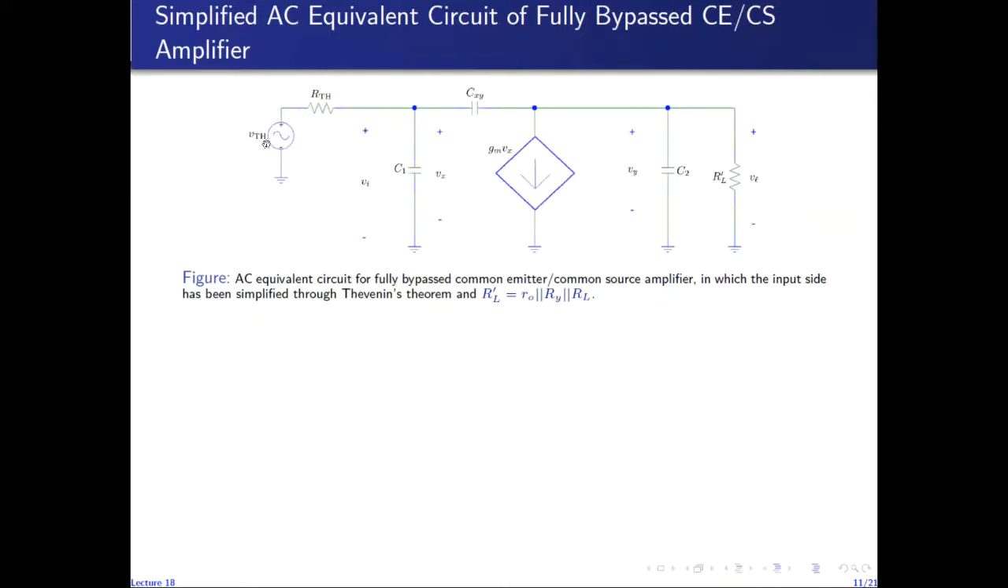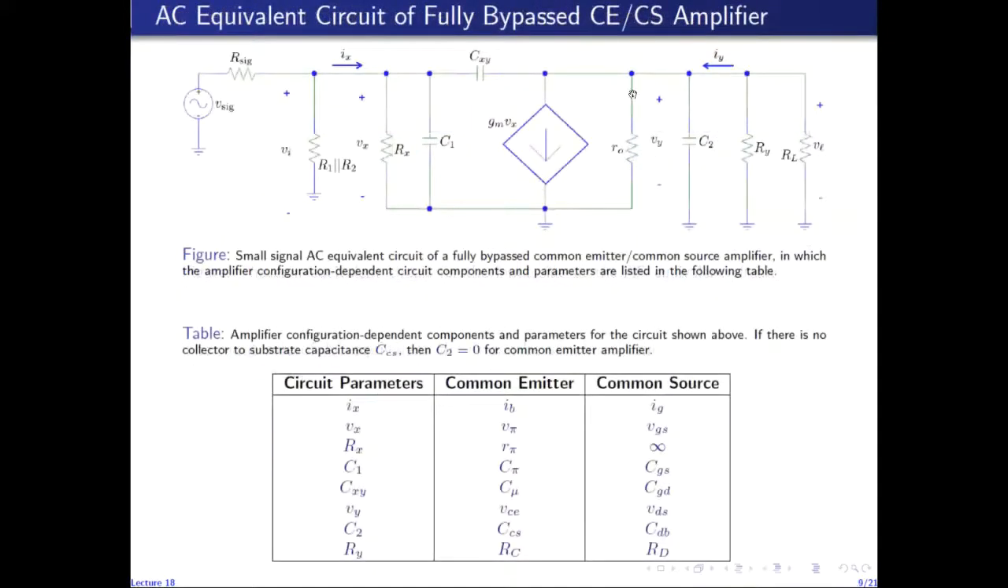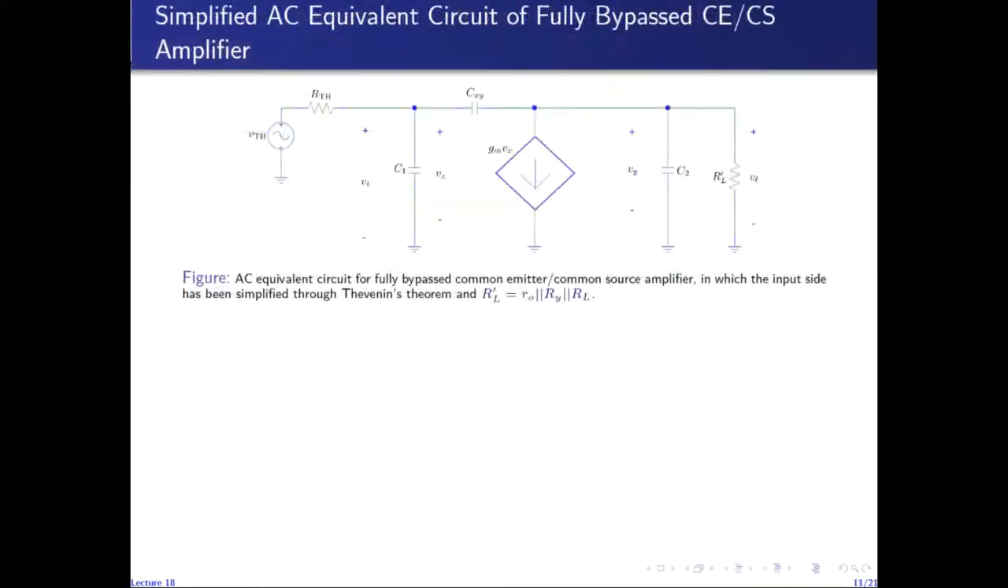So we have V Thevenin, which is given by V-sig and the other resistances on the input side. We have R Thevenin, which is given by the resistances on the input side. And then we have the capacitances and the dependent source. Furthermore, I have combined all of the resistances at the output node. So R0 is in parallel with RY, which is in parallel with RL. So I have combined all of these three resistances into RL prime. So RL prime is the parallel combination of R0, RY, and RL. So this simplifies the small signal AC equivalent circuit considerably.